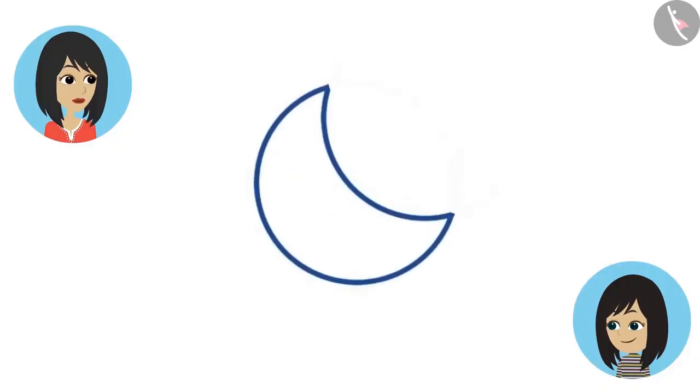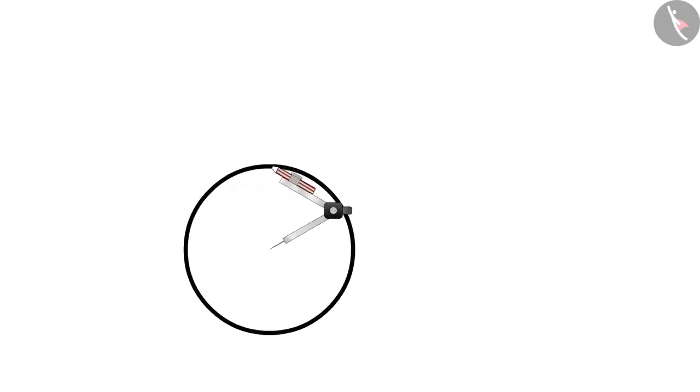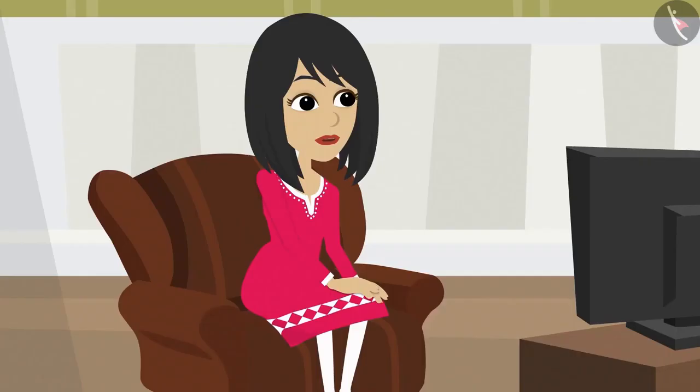Okay, do you mean a design like this? Yes, look, let me make it for you. First, we draw a small circle. After that, we make a second circle which overlaps the first circle. Then we remove the line of the first circle which comes inside the second circle. We will not remove the line of the second circle which was inside the first circle. Look, a moon-like shape is formed.